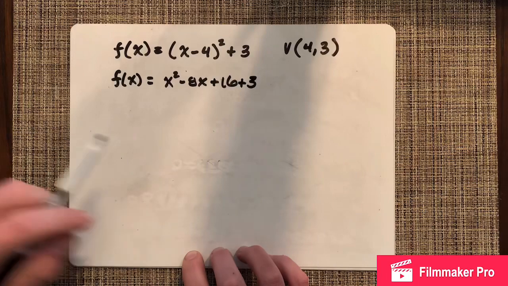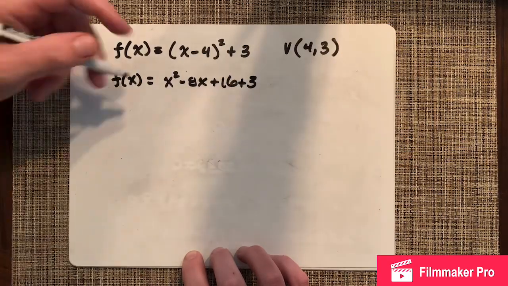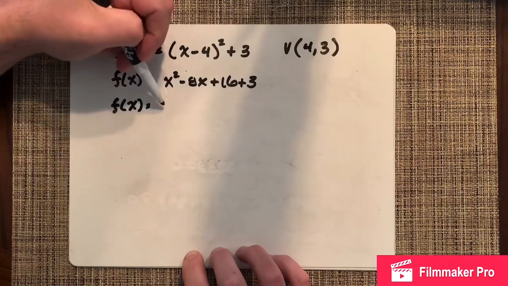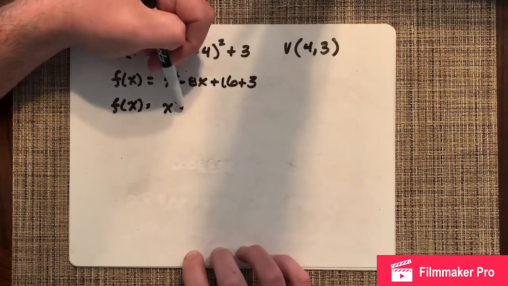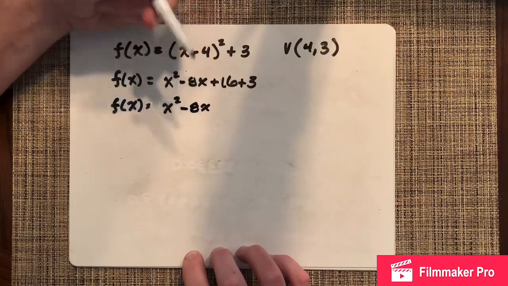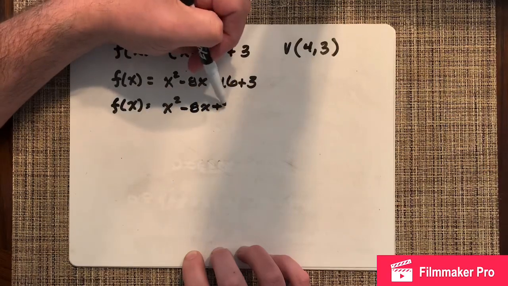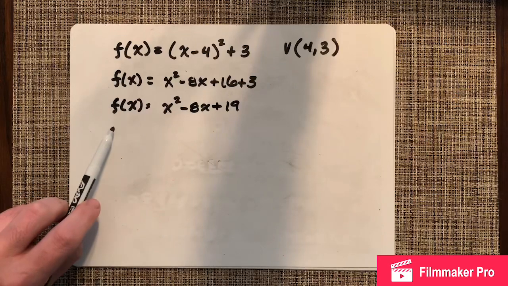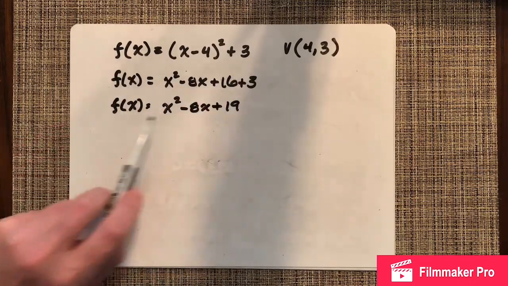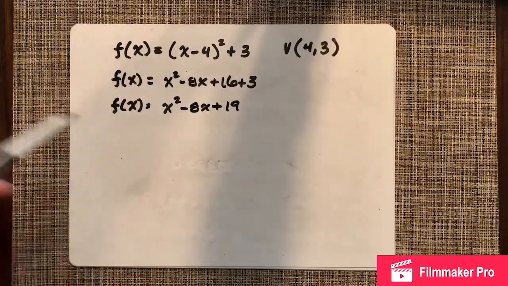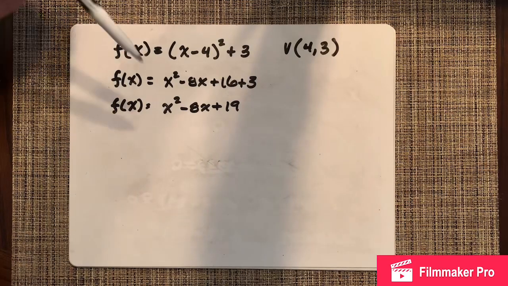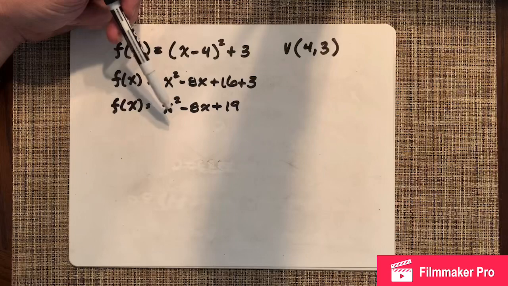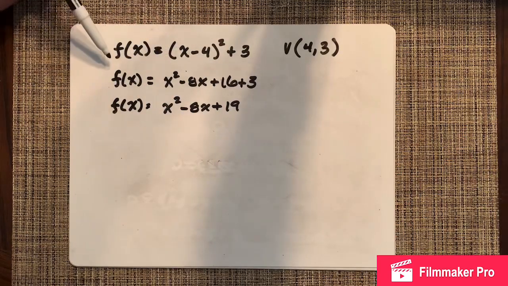Now, the only other thing I can do is take the 16 and 3 and add them together. And that would give me f of x is equal to x squared minus 8x, and then 16 plus 3 is 19, right? Okay, this is now in standard form. Vertex form, standard form. Both of these have their advantages. The problem, though, is the standard form has a disadvantage, and it's not as easy to graph as it is in vertex form.